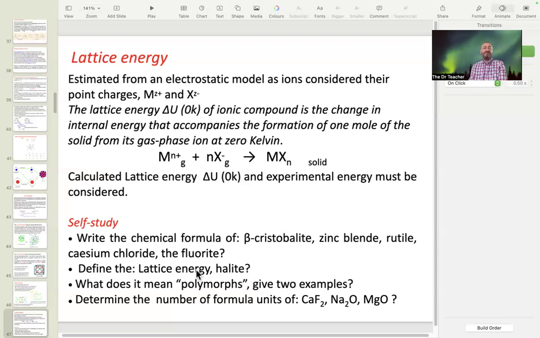You can come back to the previous slides and find out what the structure formula is for these ores or salts. Define the lattice energy and define halite. What is halite? What does it mean? Polymorphs: give 2 examples. Determine the number of formula units of calcium and these things.